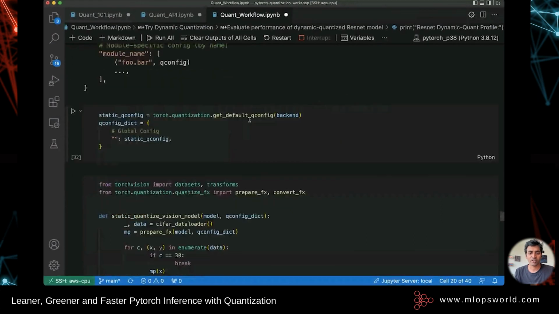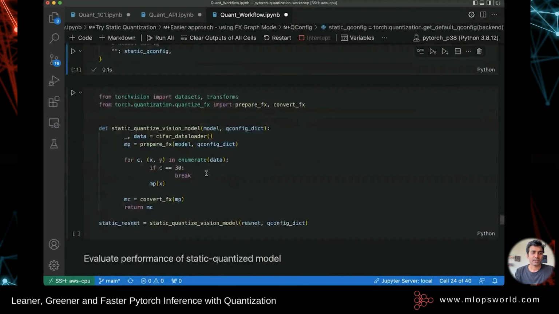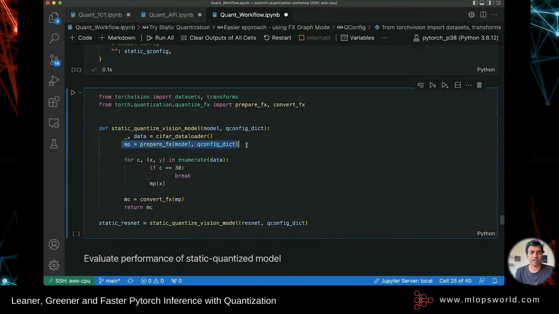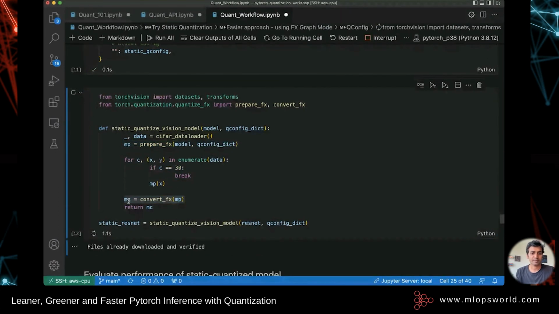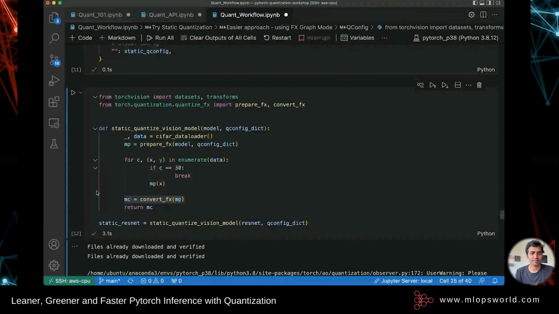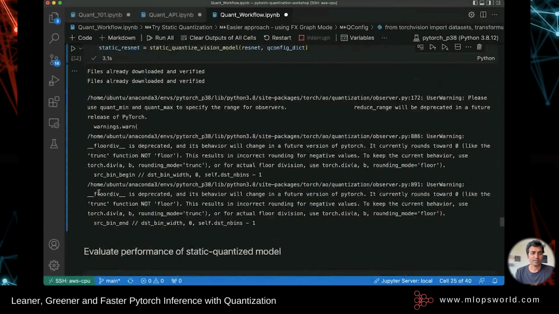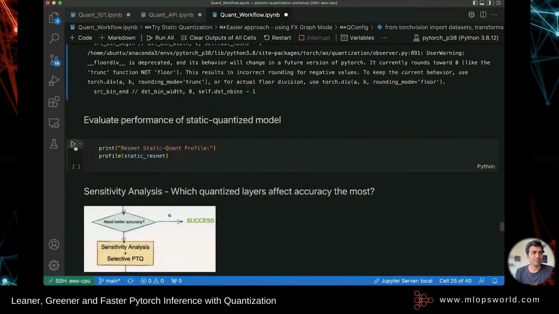So we are not going to do any of that. We are going to keep it pretty simple and use the same configuration for all of the layers. And it's again just two function calls. You first prepare the model, then you calibrate it, and then you convert it. Let's see how this performs.